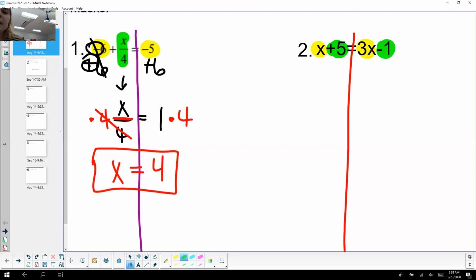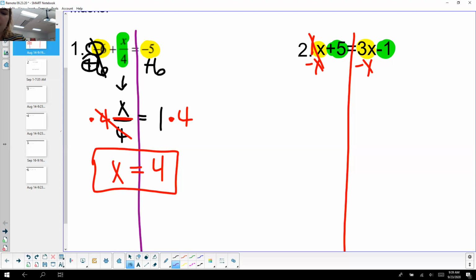All right, once we get to this step, I want to go ahead and get rid of my smaller variable term. So if I'm looking at x and 3x, I need to think, okay, which one's smaller? So x is the same thing as 1x. So 1 is smaller than 3, so I'm going to go ahead and I want to move my x over here because that's a smaller variable value. So I'm going to go ahead, since this is a positive x, I'm going to go ahead and subtract x from both sides. Again, a positive and a negative are going to cancel.